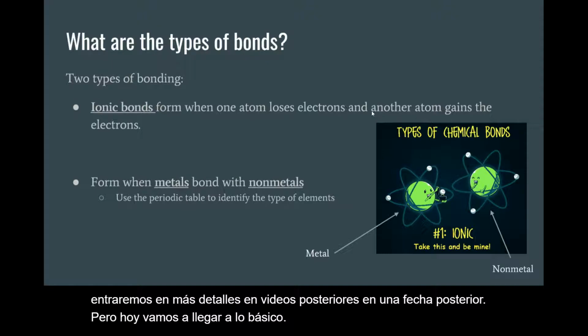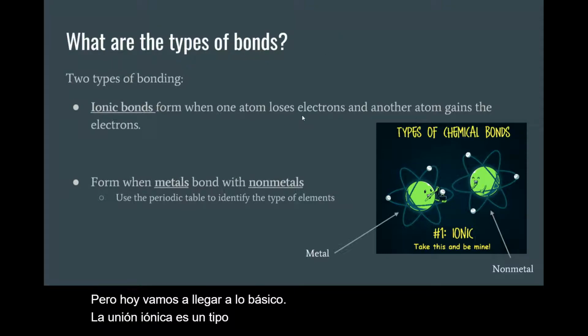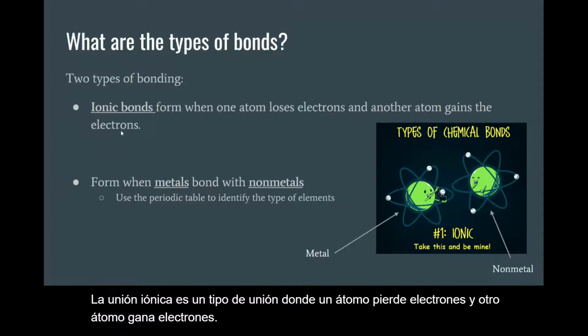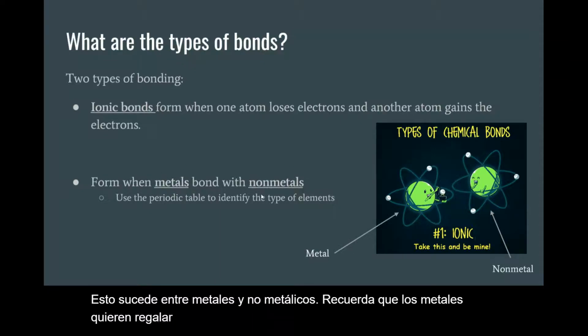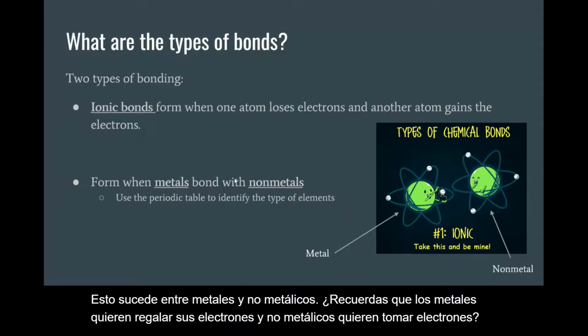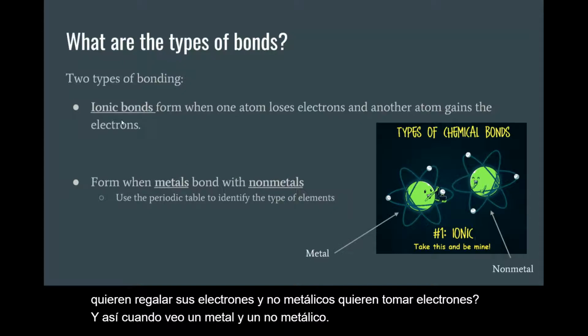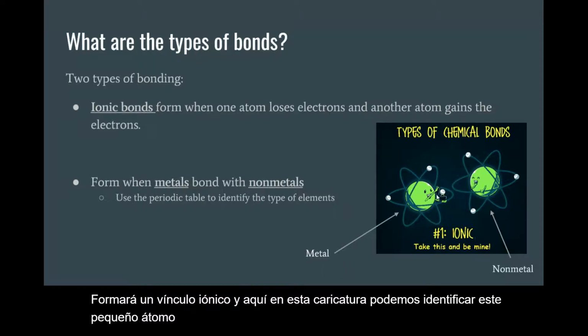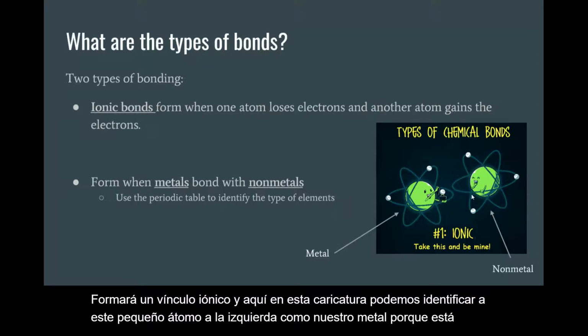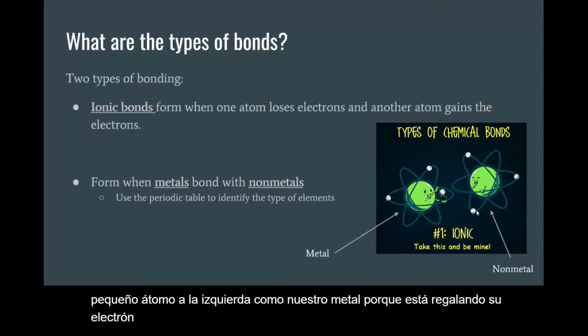Ionic bonding is a type of bonding where one atom loses electrons and another atom gains electrons. This happens between metals and nonmetals. Remember that metals want to give away their electrons and nonmetals want to take electrons. And so when I see a metal and a nonmetal, it will form an ionic bond. And here in this cartoon, we can identify this little atom on the left as our metal because it's giving its electron away to the nonmetal, and it's going to form that ionic bond.